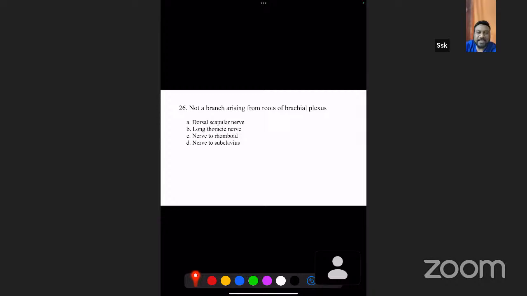Not a branch arising from the root of the brachial plexus. So it is the nerve to subclavius. Other than that, the dorsal scapular nerve, the long thoracic nerve of Bell, and the nerve to rhomboid, all these will arise from the root of the brachial plexus, whereas the nerve to subclavius does not arise from that.